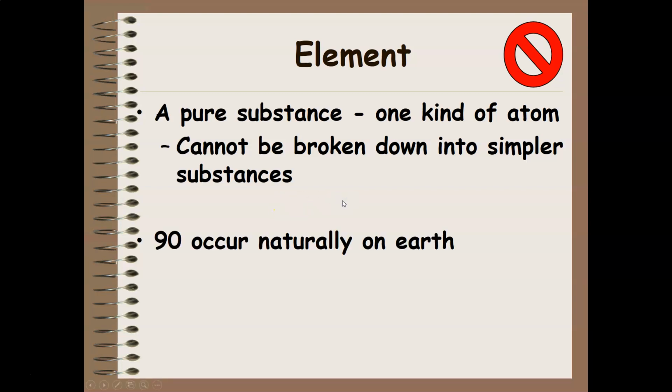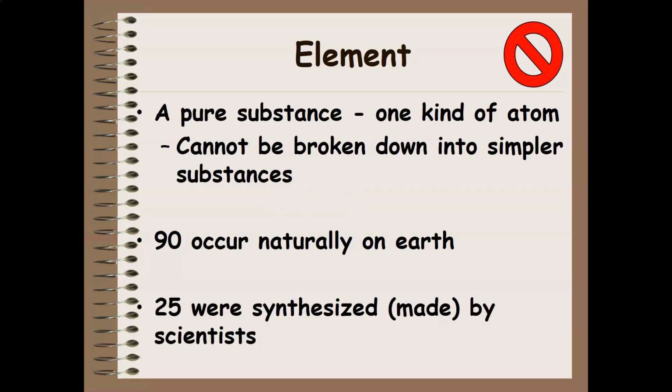There's roughly 90 that occur naturally on Earth, and roughly 25 have been synthesized. I probably should update this. Nowadays, there's probably way more than 25 that have been man-made. So that might be something I should go back and do one of these days, is look up the most recent number, because it seems like every year they're finding more and more elements that they've made. We now have all the way up to 118 on our periodic table.